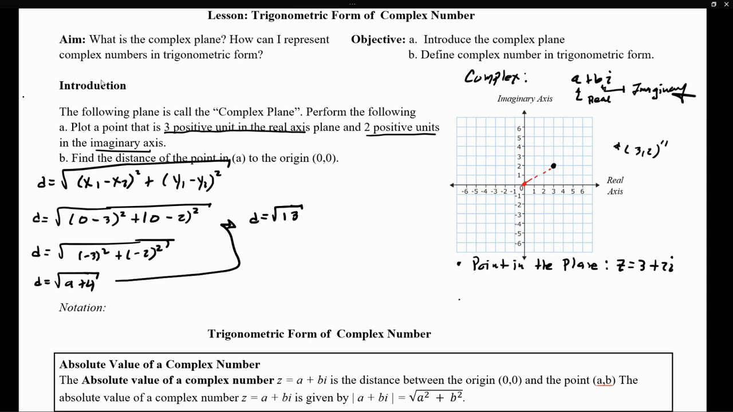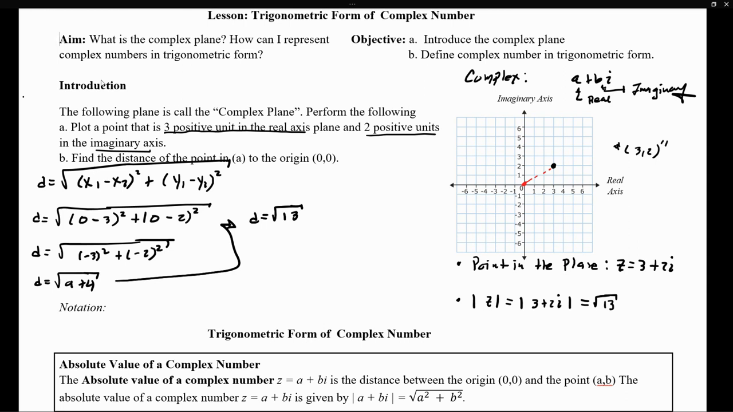And now, if we were to take the absolute value of that number, the absolute value of 3 plus 2i, the absolute value of a complex number is nothing more than the distance from that point to the origin, which we already found right here, which is just the square root of 13. So this is how we're going to be combining everything together now.